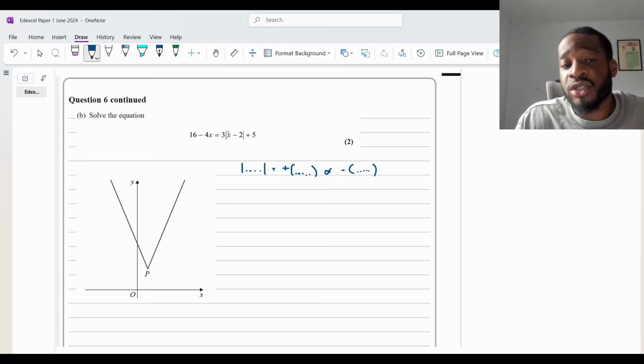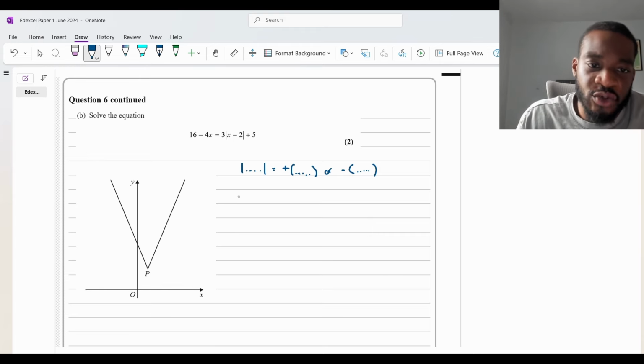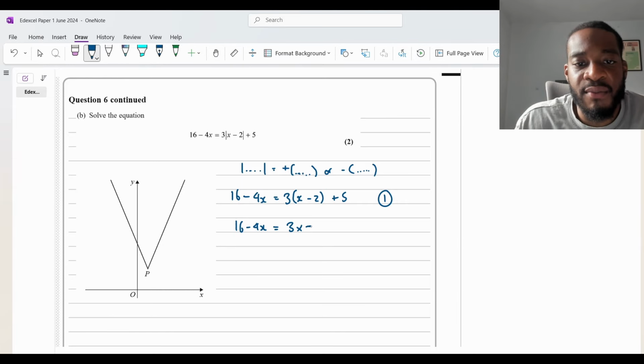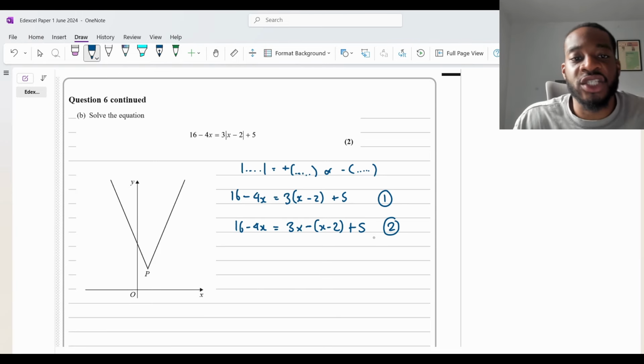So whenever I'm solving modulus equations, there's always 2 cases. The first one is going to be 16 minus 4x is equal to 3 times the positive of that, x minus 2, plus 5. That's one equation. The second one is going to be 16 minus 4x is equal to 3 times the negative of that. So I'll put a minus on the outside just so it's super clear, plus 5. We're solving these 2 equations and then just seeing what x's are for both.